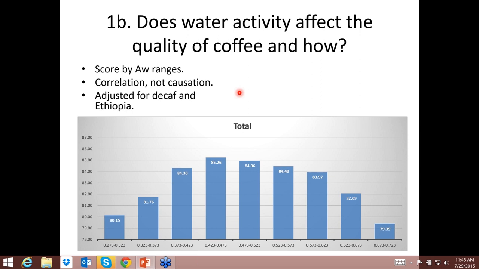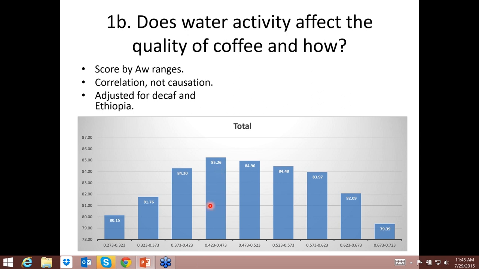Okay, so here's another one. Does water activity affect the quality of coffee and how? Well, observationally, now we're talking about correlation, not causation, we've got, on average, our highest scoring coffees in this 0.42 to 0.473 range, and grouped around that up to about 0.573, depending on where you want to take it.